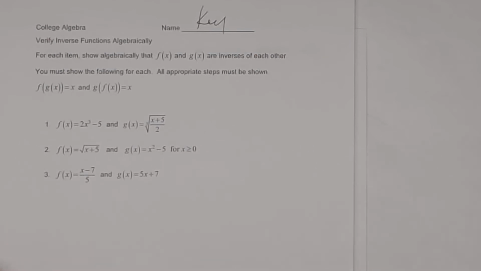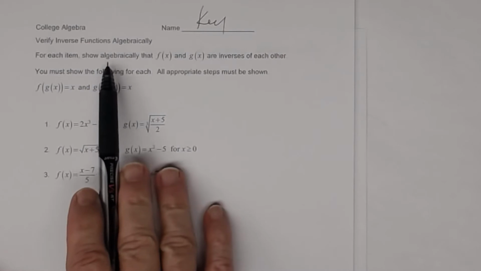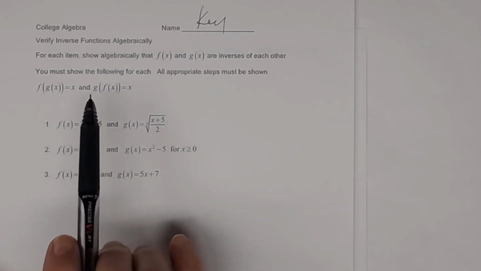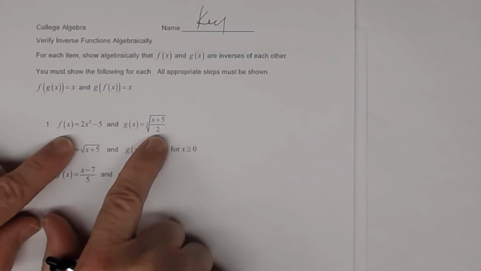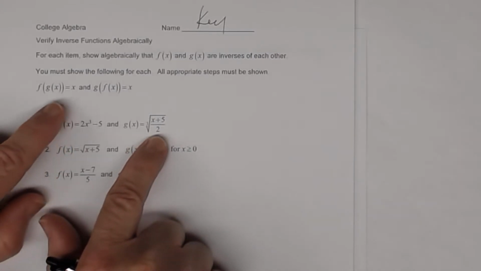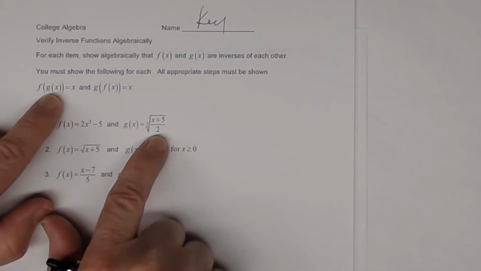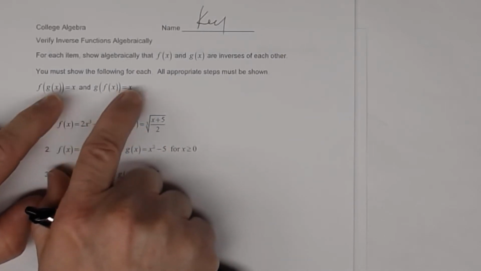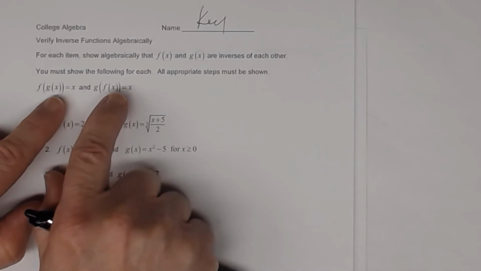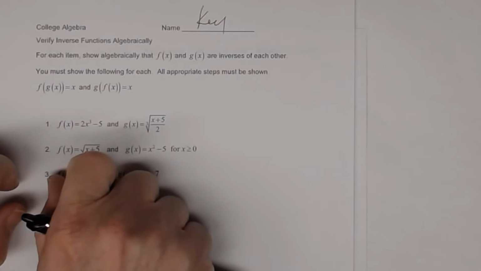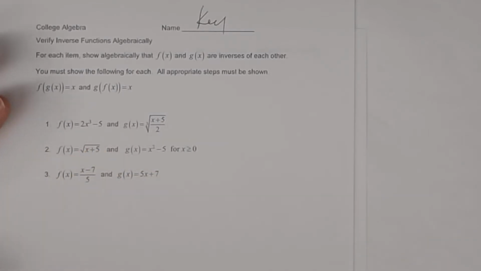All right, this is the key to the worksheet on verifying inverses algebraically. Remember, when verifying if two functions are inverses of each other algebraically, you've got to find f of g of x and then g of f of x. If both of those are equal to x, then f of x and g of x are inverses of each other. So that's how you determine algebraically if two functions are inverses of each other.